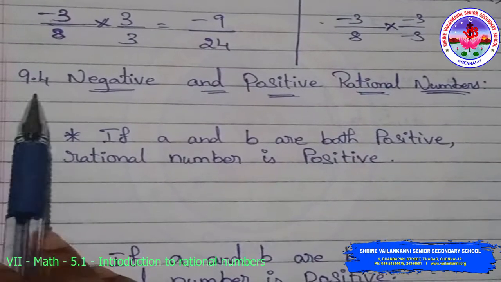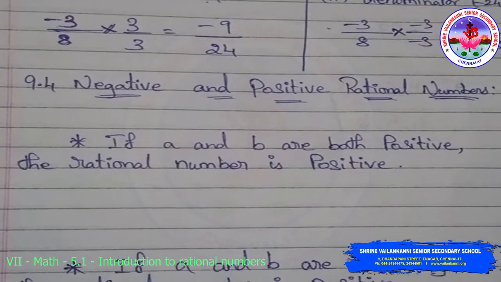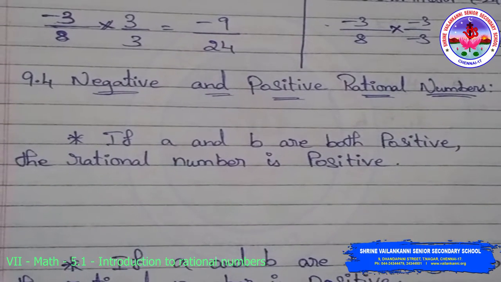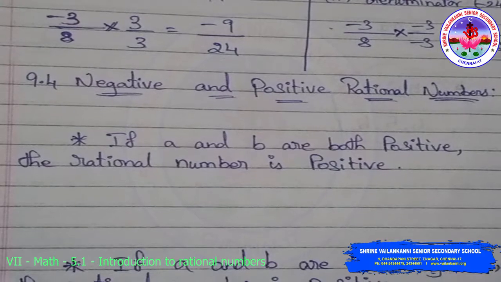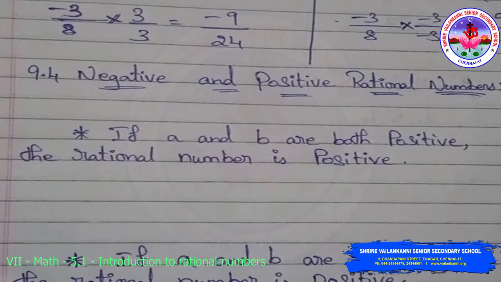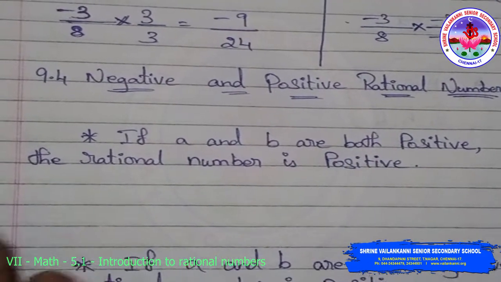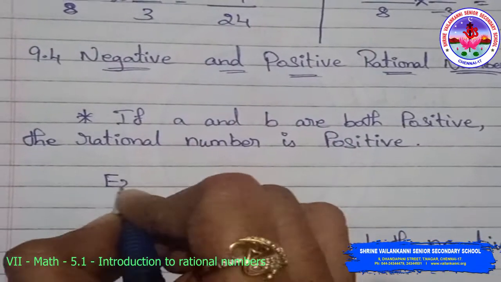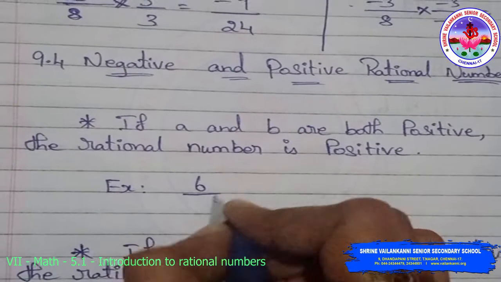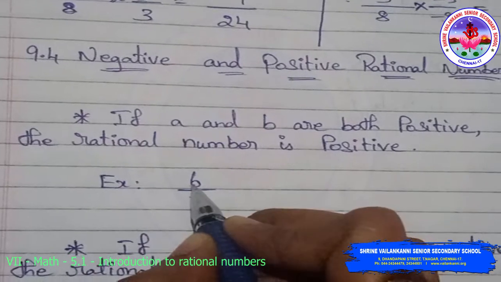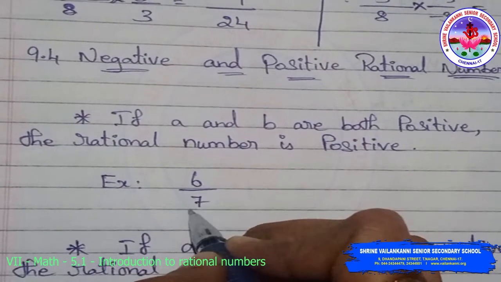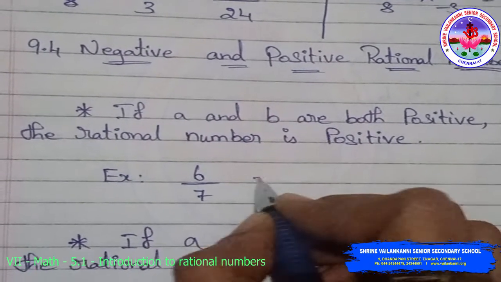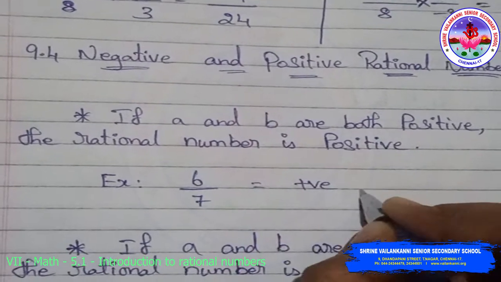The next topic is 9.4, negative and positive rational numbers. If a and b are both positive, the rational number is positive. Example, 6 by 7. Here the numerator value is positive and the denominator is also positive.